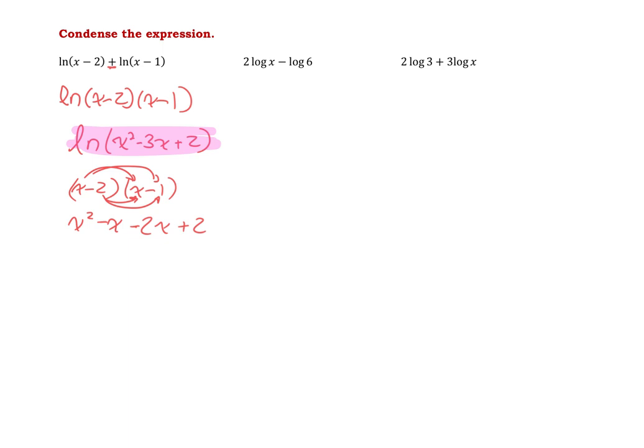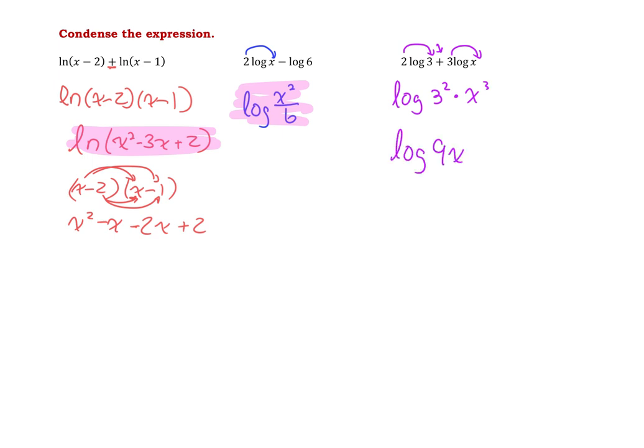Okay, this next one, I'm subtracting, so that says that I'm going to have a division. I have a 2 in front, so it goes with that x. So I write log once, and the numerator is x squared. The denominator is 6. That does not simplify anymore, so I'm done. And then this last one, I'm connecting with subtraction. The 2 goes in front, the 3. So those are exponents. So I write log once, and I have 3 to the second power times x to the third power. Now I'm going to simplify that into 9x cubed. So that would be its final answer.